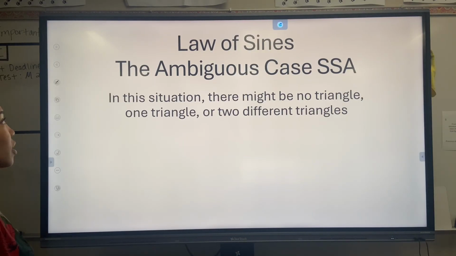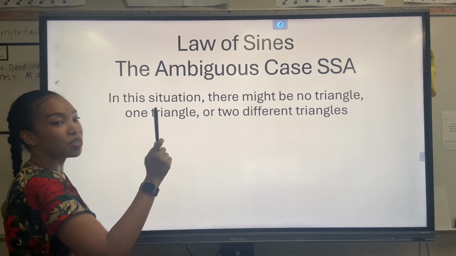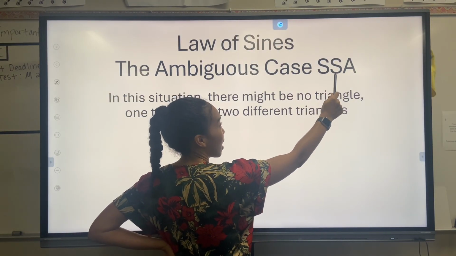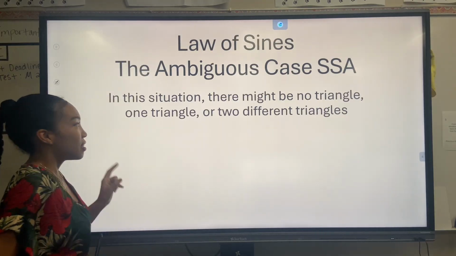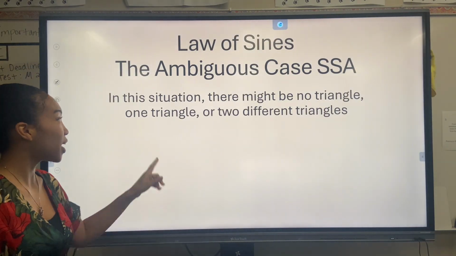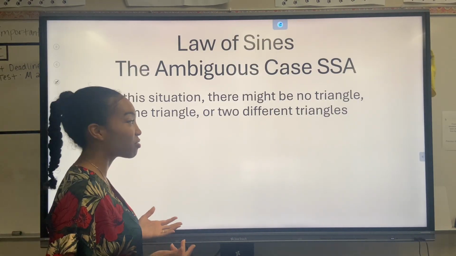We are continuing our lesson on law of sines, and today we're going to look at the ambiguous case, which is SSA, meaning you have a side and an angle. In the ambiguous case situation, there might be no triangle, one triangle, or two different triangles. We're not sure. We have to test for it.